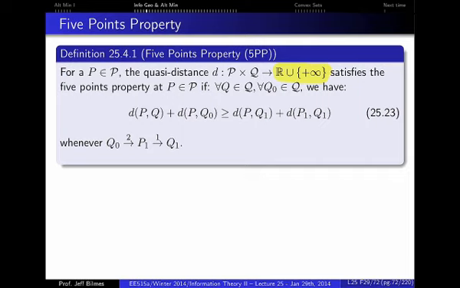And it satisfies the 5 points property at P if, for all Q and Q naught not in Q, we satisfy this inequality, whenever this is true. In other words, we have 2 things that we're optimizing over, P1 and Q1. But Q1 is dependent on P1, and P1 is dependent on Q naught. So the first optimization holds the second argument Q naught fixed and gets a P1, and then Q1 comes from holding P1 fixed and optimizing over Q.